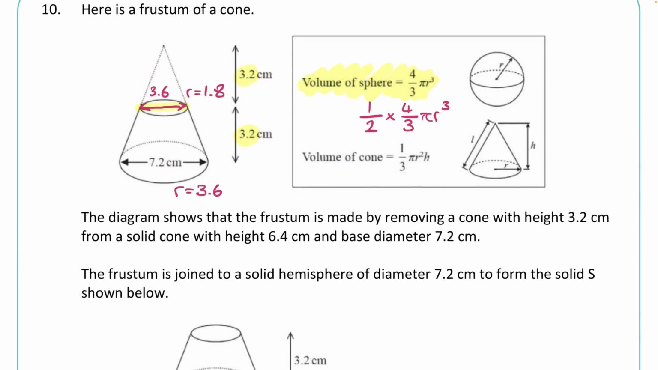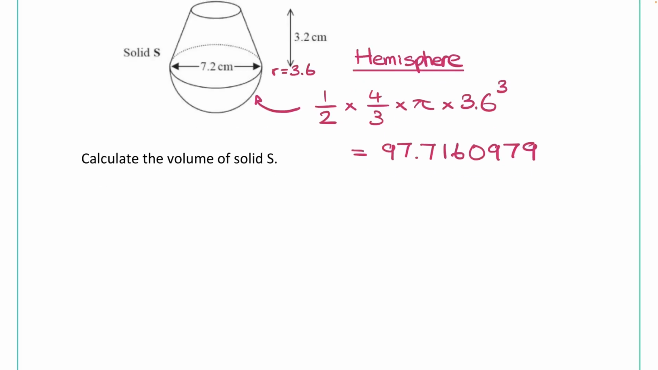So in order to get the volume of this frustum, which is connected to our hemisphere, I'm going to need to work out the volume of the large cone before anything was removed, so a radius of 3.6. I'm going to need to work out the volume of the small cone with a radius of 1.8, take those away from each other, and I'll have the volume of the frustum. Once I've done that, I can add it to the hemisphere.